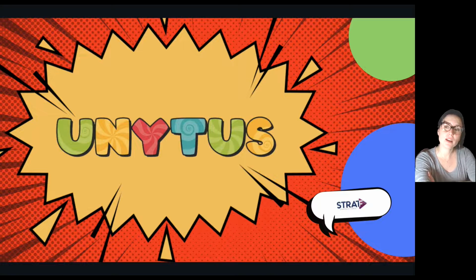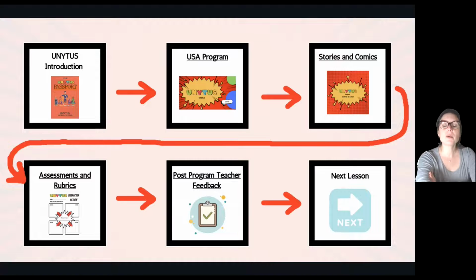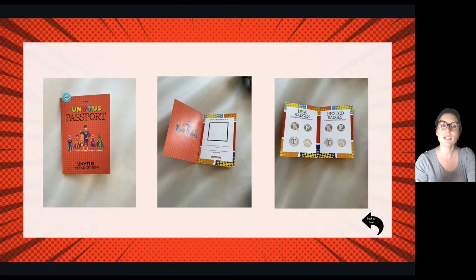If you watched the previous video in an email, you'll already have some idea what our program is about, but I wanted to give you a little sneak peek into how the program works and give you a little lesson outline. So the program starts with a Unytus passport, which students get to travel to each country in the program. And I'm going to just show you a little example of what that would look like.